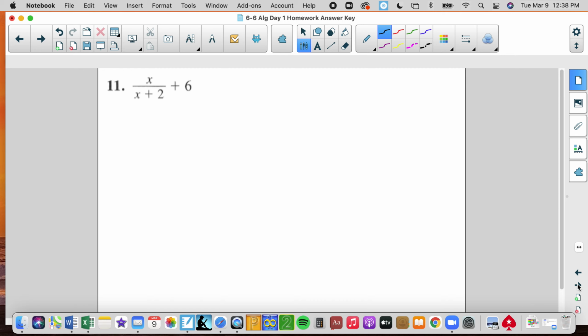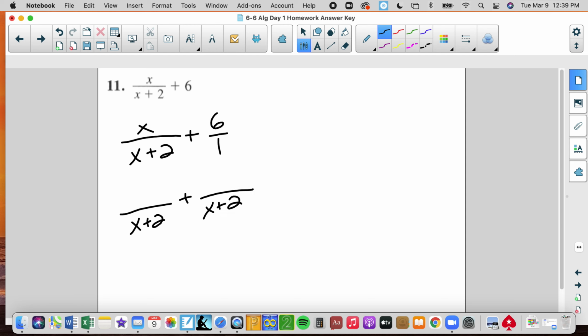Gosh, I hope that we can do one where it simplifies after. Plus 6 over 1. Common denominator is going to be x plus 2. Let's convert the 6 over 1 to x plus 2's. We're going to multiply it by x plus 2 over x plus 2, so 6 times x plus 2. That stays because it already has x plus 2 as its denominator, and we're just converting this right fraction.